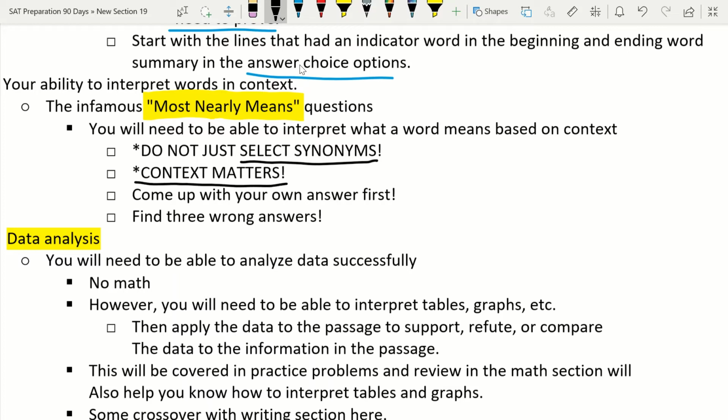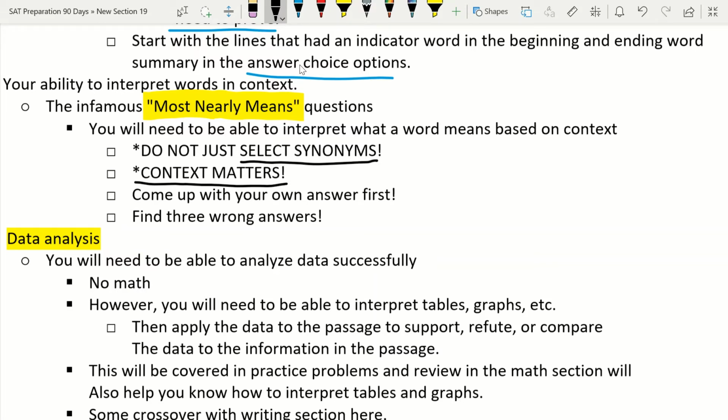So here's what I recommend with these "most nearly means" questions. Look at the line and the word that it's directing you to, and then before you read your answer choices, go back to that line, find that word, and come up with your own answer as to what it most nearly means. Then with the answer you came up with, go down and see if it matches any of your answer choices A through D. If it does match one of them, then go ahead and pick that answer. It's probably right.